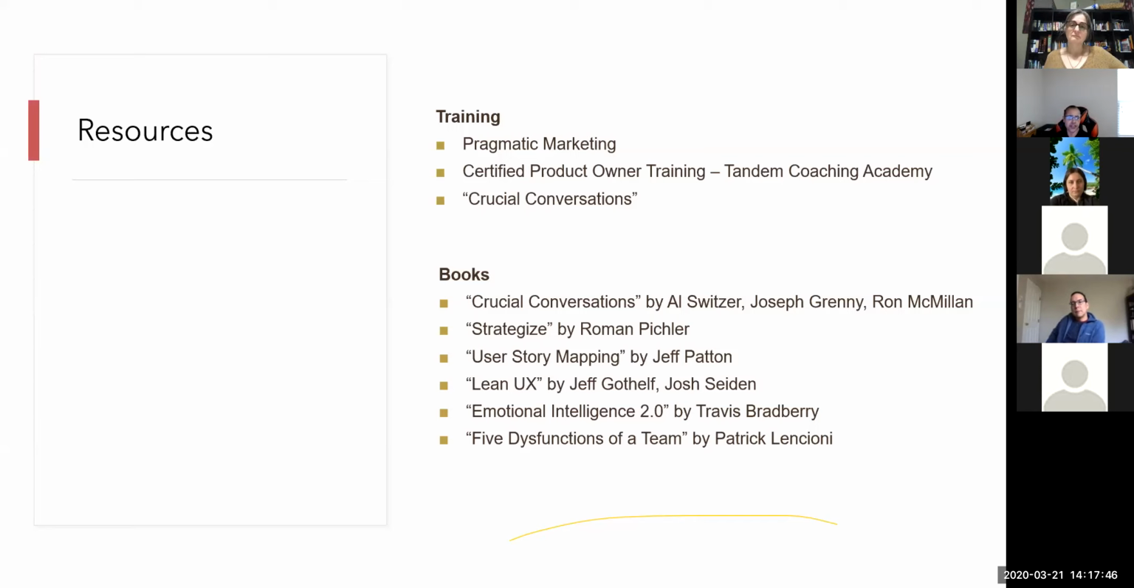And then The Five Dysfunctions of a Team. That's always a good one for product owners to know, so they can interact and relate and look for some of the dysfunctions and how they play a part or don't play a part, or how they can help Scrum Masters and coaches with the team as well.